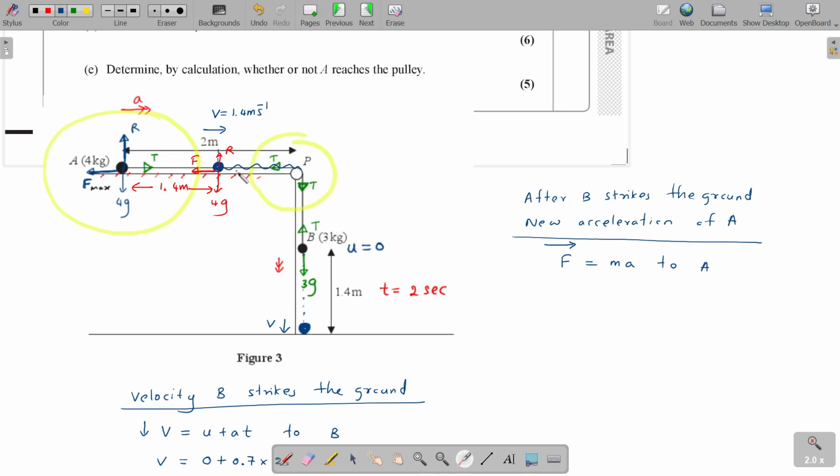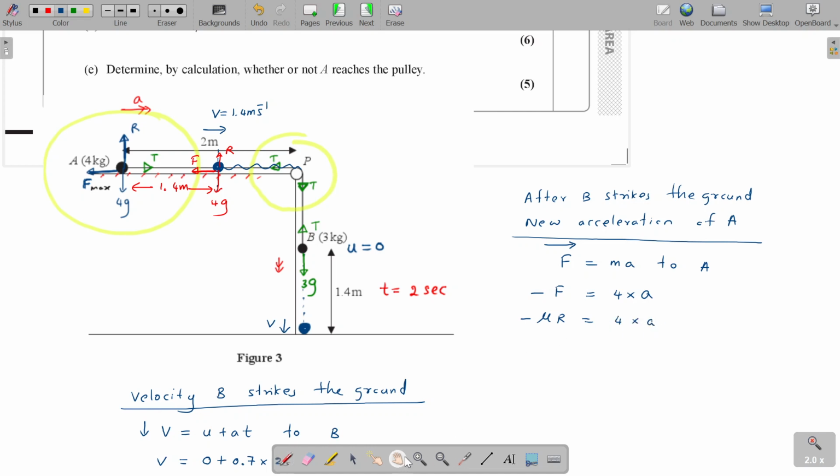Is there any force that is supporting it to move forward now? No. The only force in the horizontal direction is the friction, acting to the other side. So minus F because it's acting backwards. No other horizontal forces are there. Mass is 4 kilograms and acceleration is what I'm trying to find, because it's a new acceleration. So the friction value we found, right? Mu R, the maximum friction. Mu R equals 4 into A.